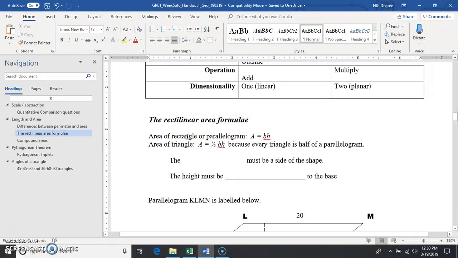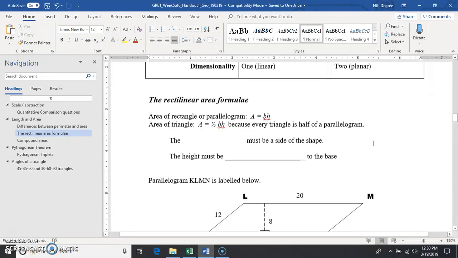Okay, so the two most important rectilinear formulae are the area of a rectangle or parallelogram and of a triangle. And you can see that they're almost exactly the same. The area of a rectangle or parallelogram, area equals base times height. The area of a triangle is half of that, because every triangle is half of a parallelogram.